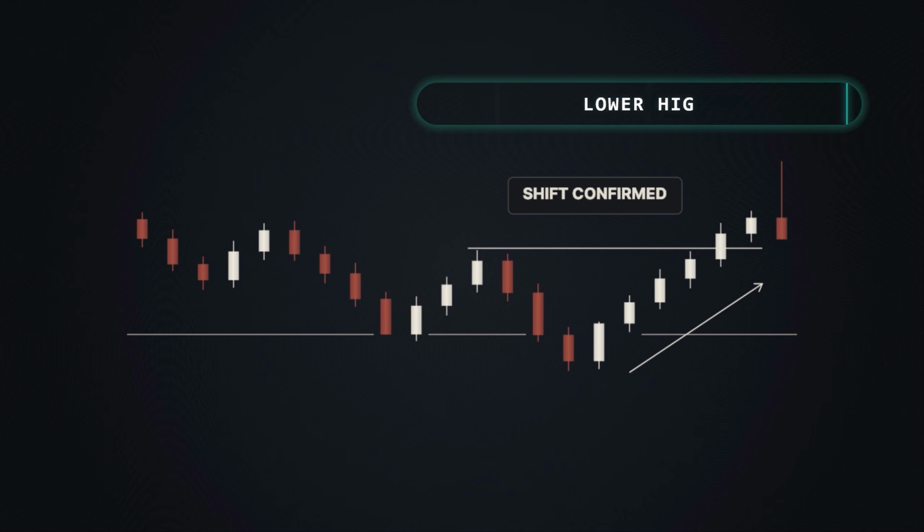Then price breaks above the last lower high. That is the shift I was waiting for.